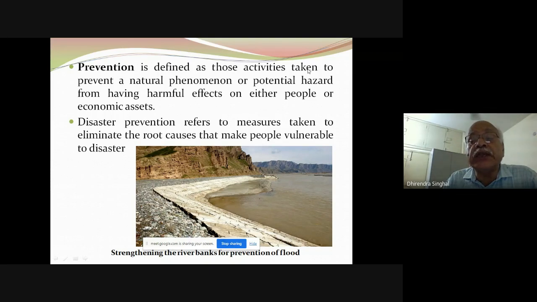Prevention is defined as those activities taken to prevent a natural phenomenon or potential hazard from having harmful effects on either people or economic assets. For example, here in the photograph, I have shown this river, and you can see that this embankment has been strengthened. If it has been strengthened, then water will not go into the city from here. Otherwise, the chances of floods are more. So this strengthening is prevention. Disaster prevention refers to the measures taken to eliminate the root cause. By strengthening this embankment, we have eliminated the root cause of the flooding.